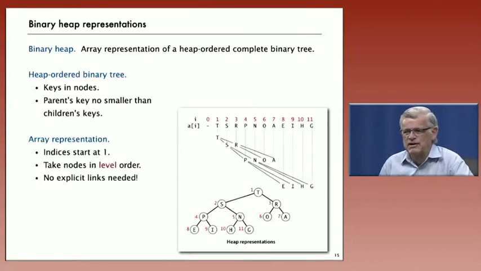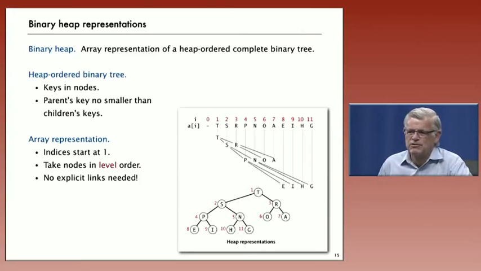The array representation: all we do is start with indices at 1. It's a little less calculation that way. We leave a[0] empty. And then we just take the nodes in level order. So first we put the root, then we put the 2 nodes on the first level going from left to right, and then all the nodes on the third level going from left to right, and so forth.